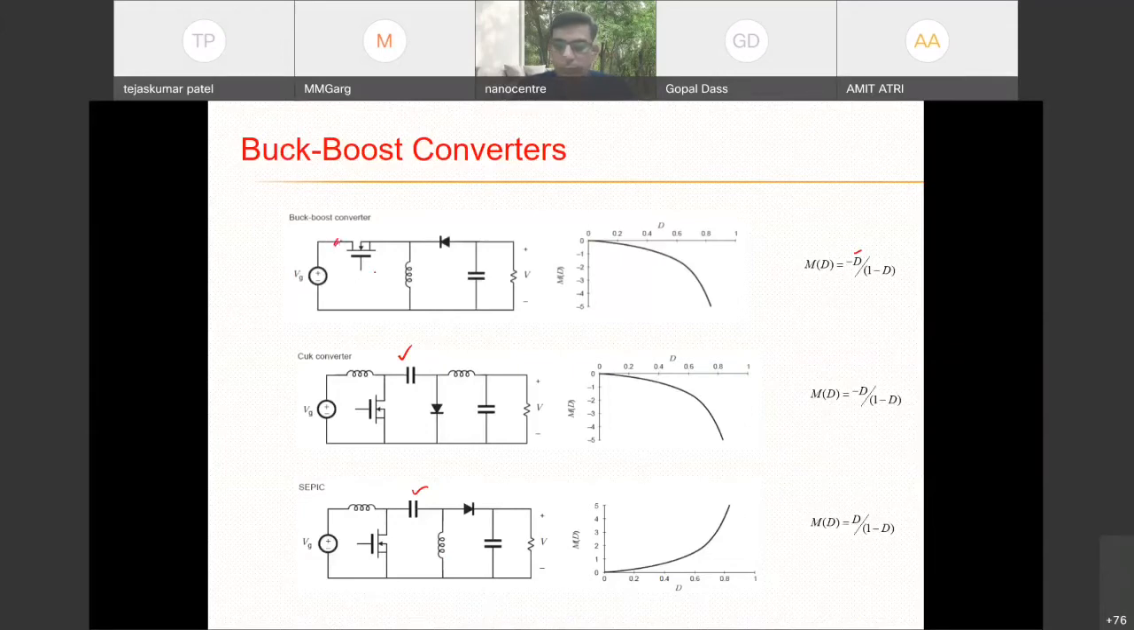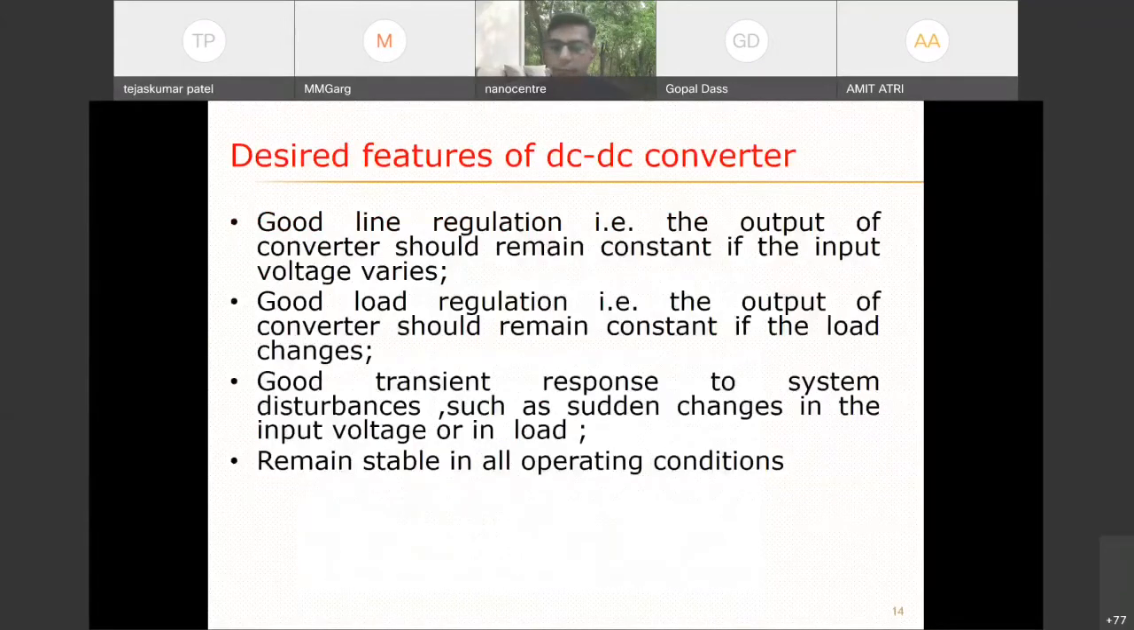So there might be questions: why do we go for Cuk converter and SEPIC converter, why not only buck-boost converter or second-order converter? That depends upon the applications. Basically, in these cases, the power is transferred through a capacitor, so this becomes a bit less tricky. And the other thing is that in these cases, you see that this switch is directly connected to the input end.